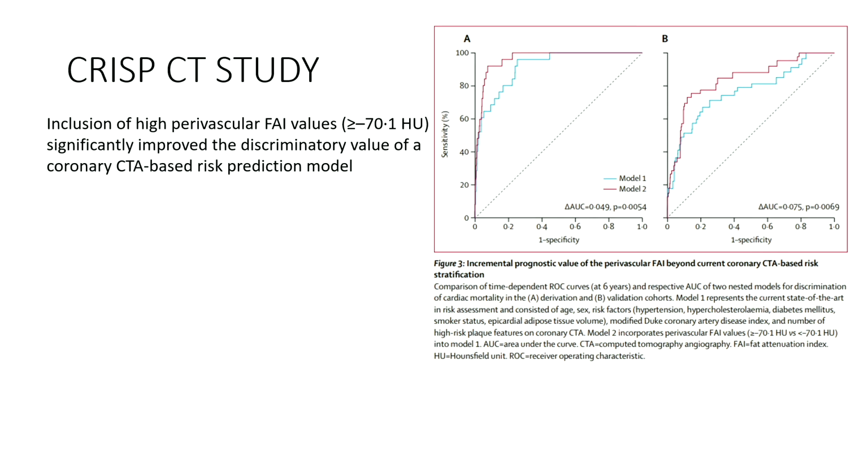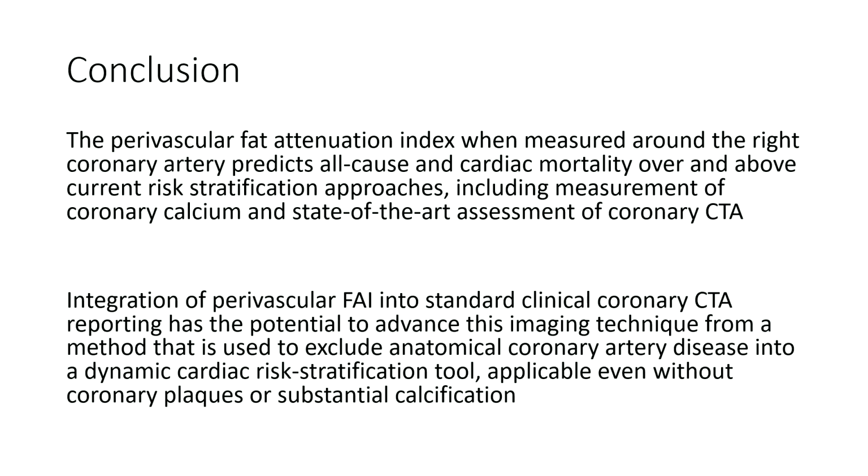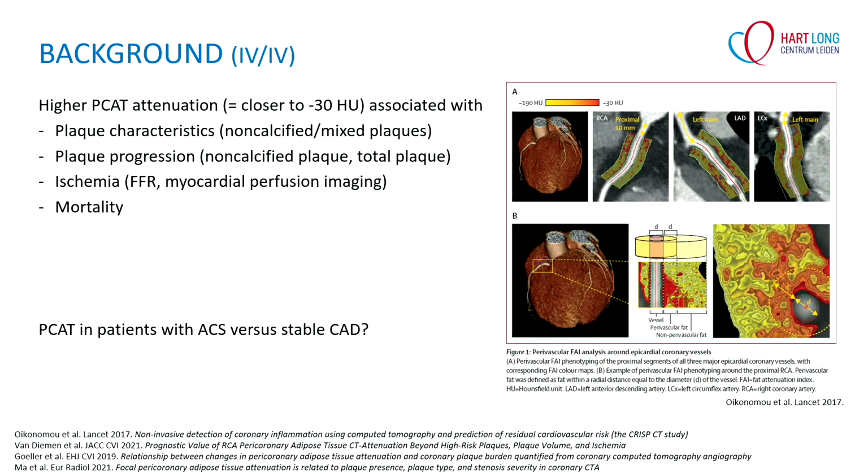And if they then do the maths, they see that the receiver operating curve is better when you do that FAI than when you do the routine stuff. So the conclusion is the perivascular fat attenuation index, when measured around the right coronary artery, specifically the right, predicts all-cause mortality and cardiac mortality over and above the current risk stratification as we do it. So the integration of this may give us a new tool to treat patients earlier.